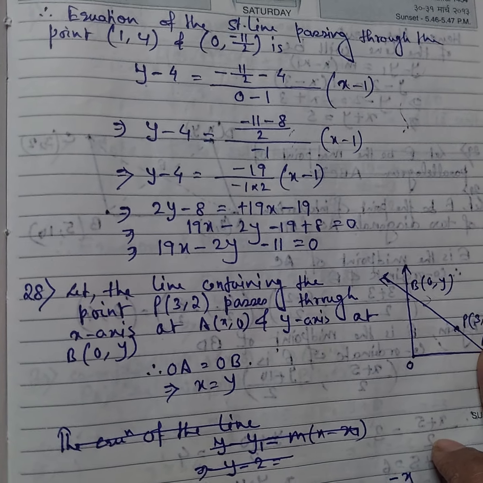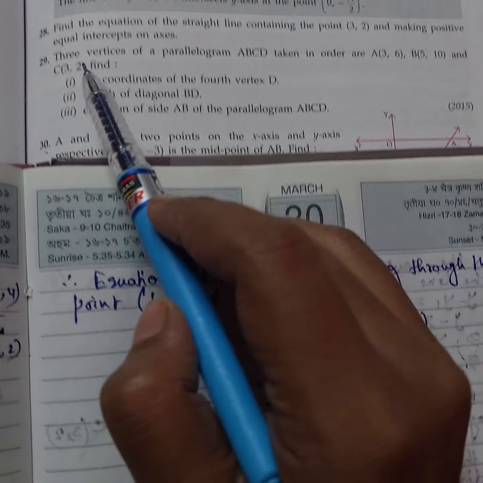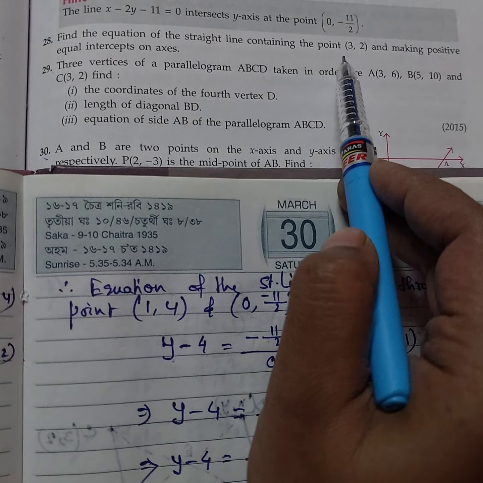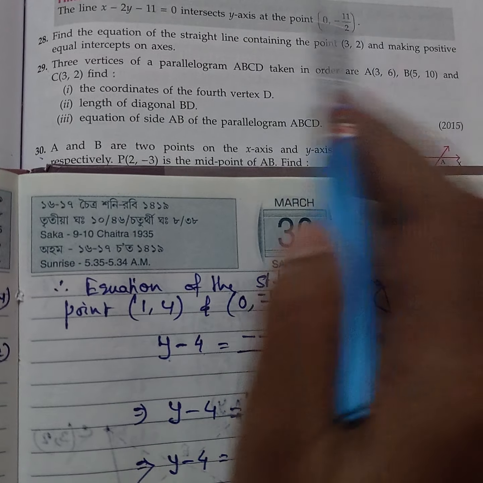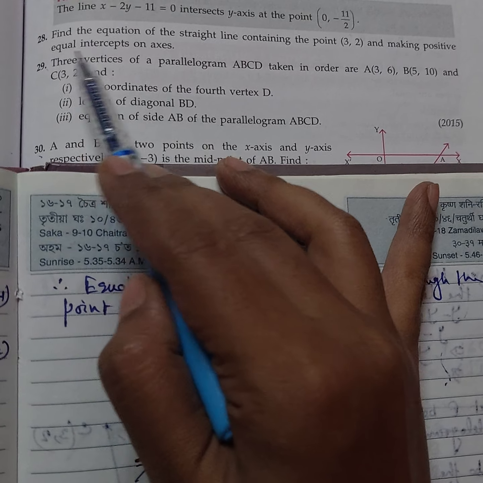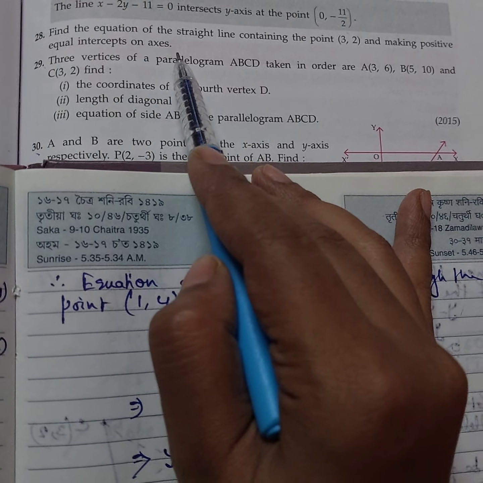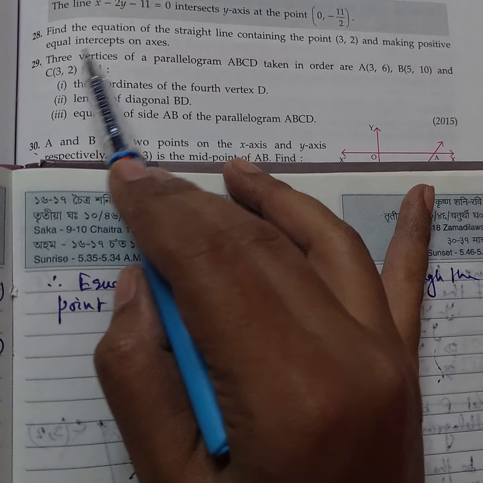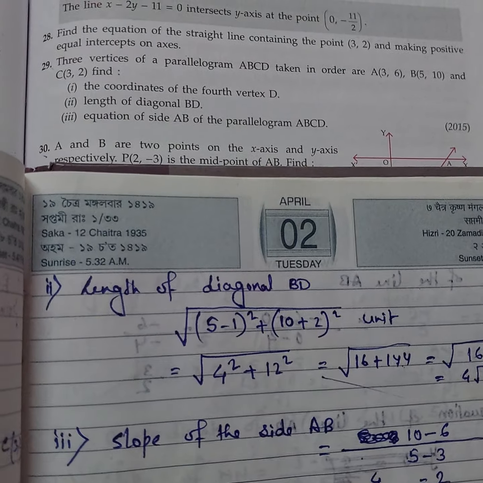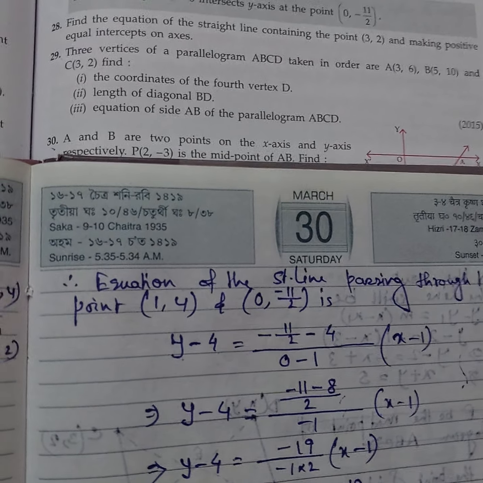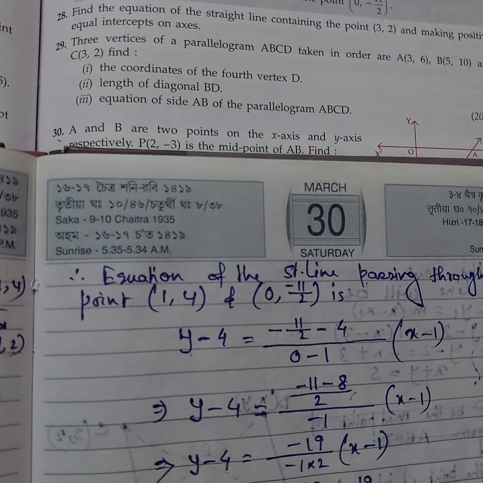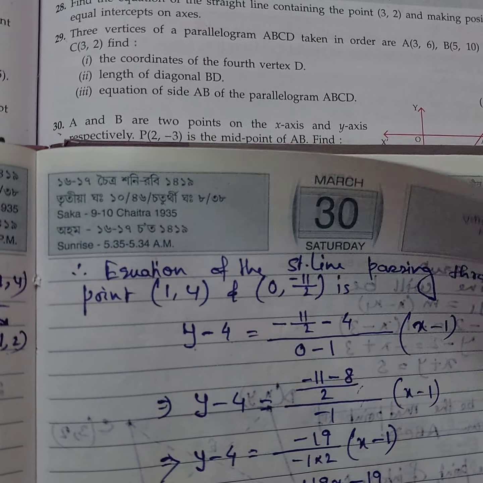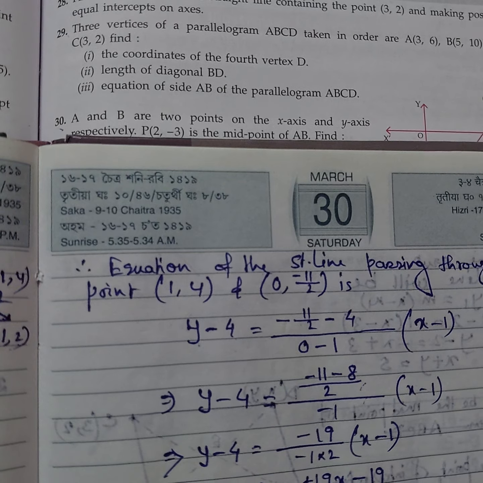Now come to the next sum, that is number 28. Find the equation of the straight line containing the point (3, 2) and making positive equal intercept on axes. That means the straight line passing through this point and making positive equal intercept on the axes. Axes means the y-axis and the x-axis, and they make equal intercepts.